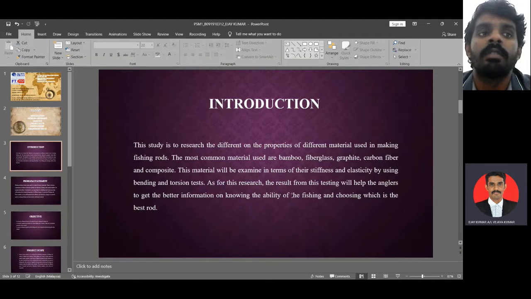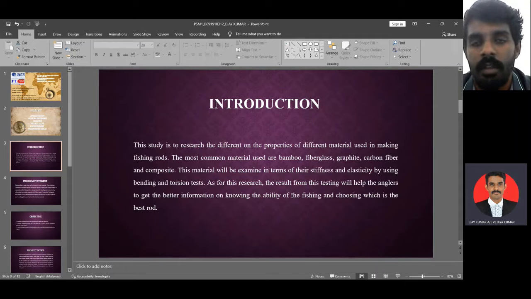Elasticity is the ability of a deformed material body to return to its original shape and size, while stiffness is the extent to which an object receives deformation in response to applied force. Both are alike, but they are different because stiffness is measured quantitatively and elasticity is measured qualitatively. For this research, the result from the testing will help the angler to get better information on knowing the ability of the fishing rod and choosing which is the better.